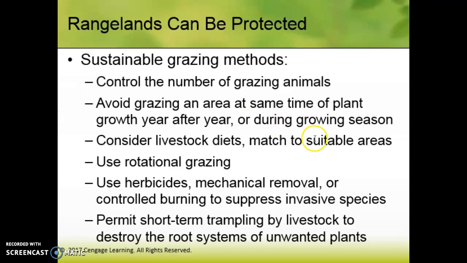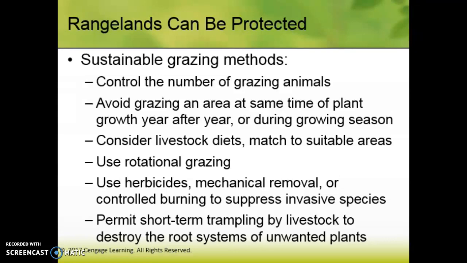Consider livestock diets and match to suitable areas. Are there things like switchgrass that you could grow, or things like big bluestem that you could grow and feed your livestock? Are there things that work better in your area for that specific livestock? Use herbicides, mechanical removal, or controlled burning to suppress invasive species. Just keep those invasive species out.